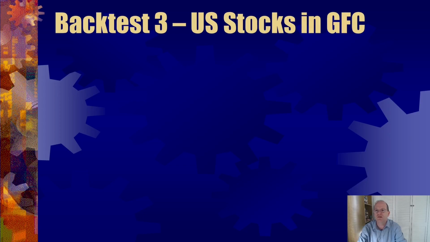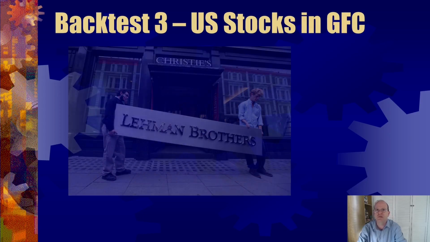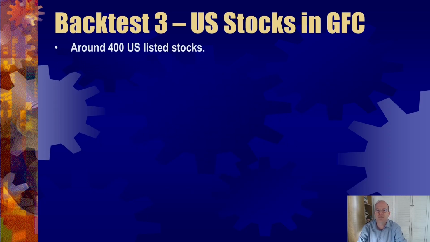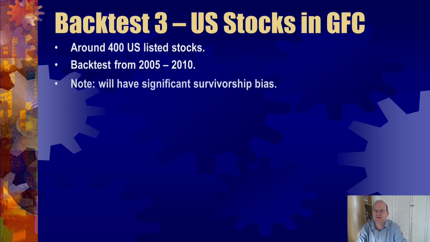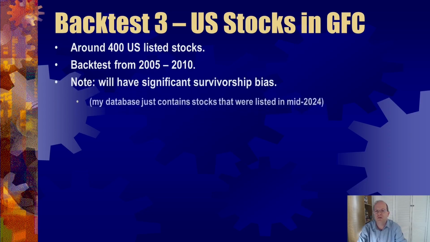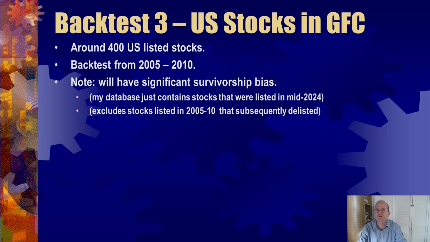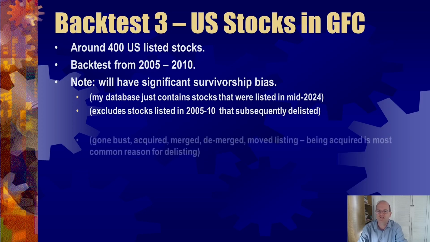This time we'll use US stocks and we'll use the time period which includes the great financial crash of 2008. So have about 400 US listed stocks. They're not necessarily all in the database at that time period though. And we'll backtest from 2005 to 2010. So there will be significant survivorship bias in the database. So my database just contains stocks that were listed in mid-2024. So they would have had to have survived. It also excludes a lot of stocks that were listed in around that time that subsequently delisted.